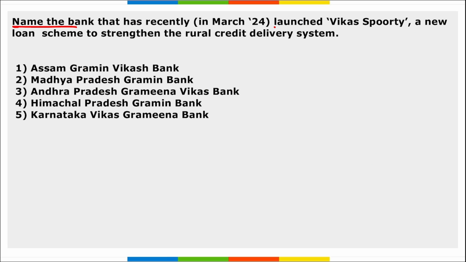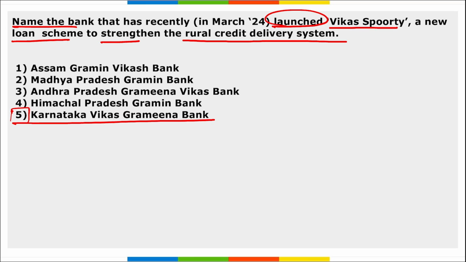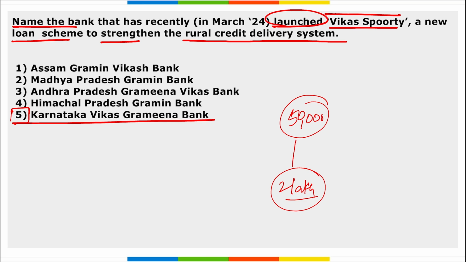Moving on, name the bank that has recently launched Vikas Sapurti, a new loan scheme to strengthen the rural credit delivery system. It is Karnataka Vikas Gramin Bank. Right? Karnataka Vikas Gramin Bank, they have launched a new loan scheme that is known as Vikas Sapurti and it is to strengthen the rural credit delivery system, aimed at motivating the common man to take up income generating initiatives on a smaller scale. And under the scheme, people may avail loans of a minimum of 50,000 rupees to a maximum of 2 lakh rupees. Right? So this Vikas Sapurti was launched by Karnataka Vikas Gramin Bank.